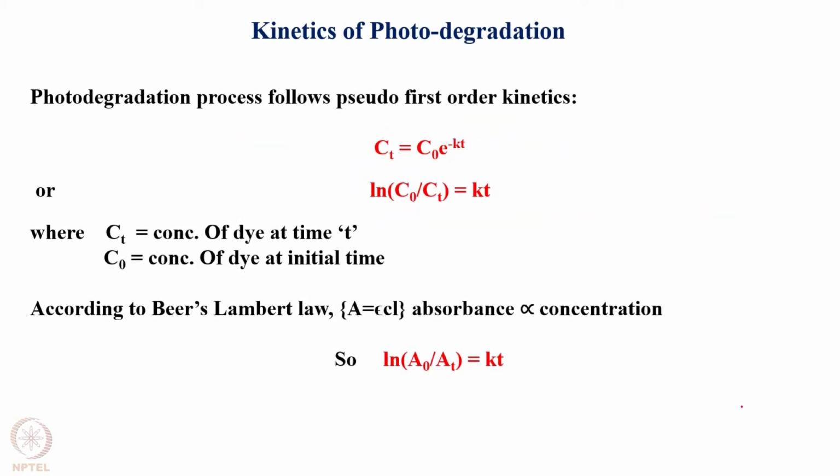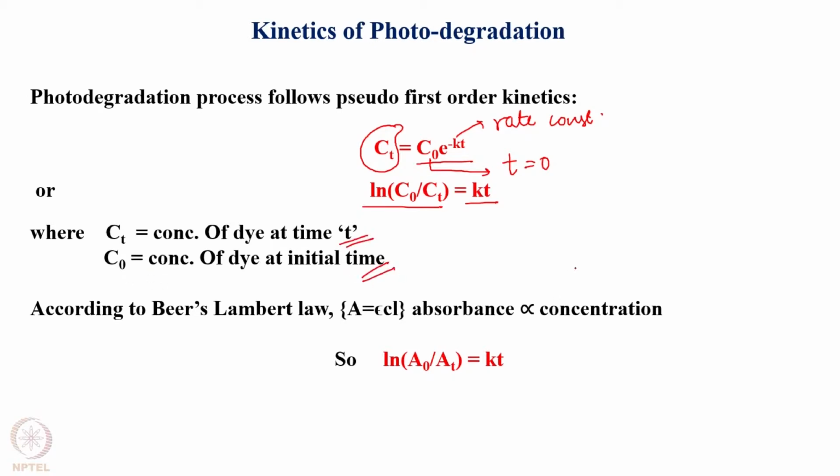We know that this dye follows first order kinetics, and for first order kinetics the concentration at any time t is given as Ct = C0 e^(-kt), where C0 is the concentration of the molecule at time t = 0, when the reaction has not yet started, and k is the rate constant of the reaction. We can write this equation as ln(C0/Ct) = kt, where Ct is the concentration of dye at time t, and C0 is the concentration of dye at initial time.